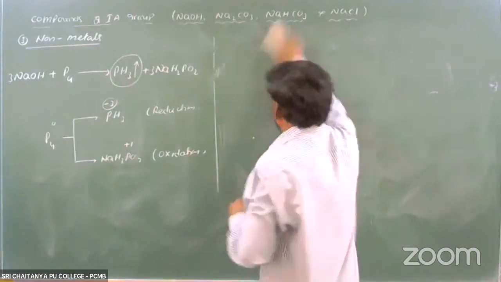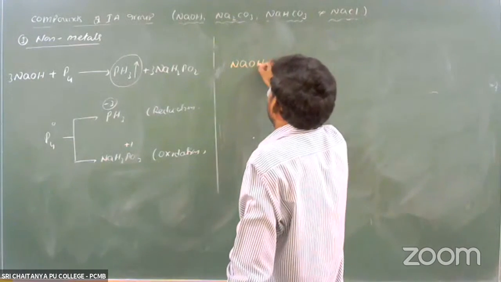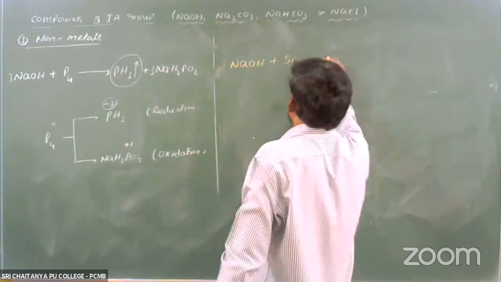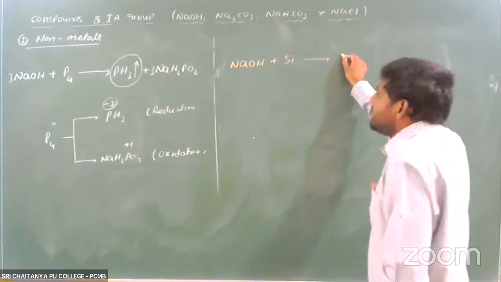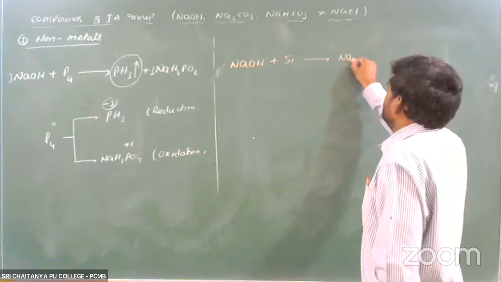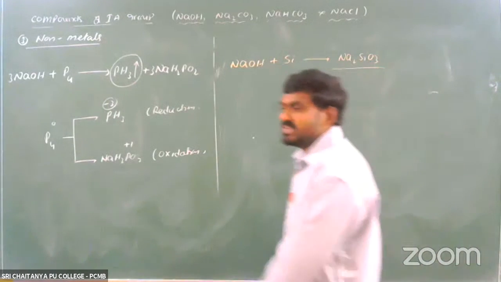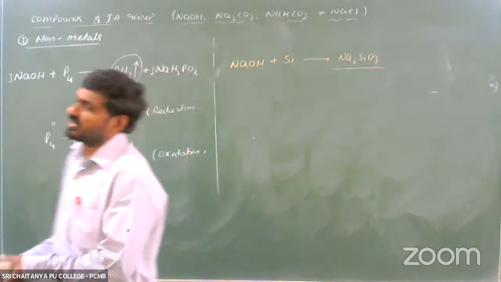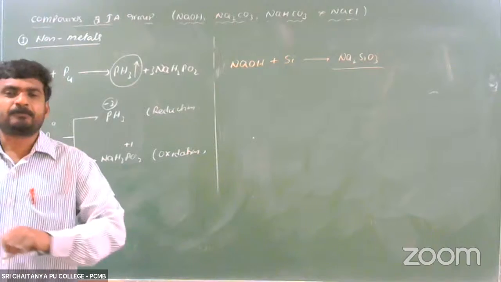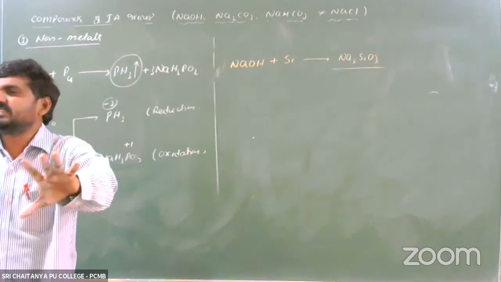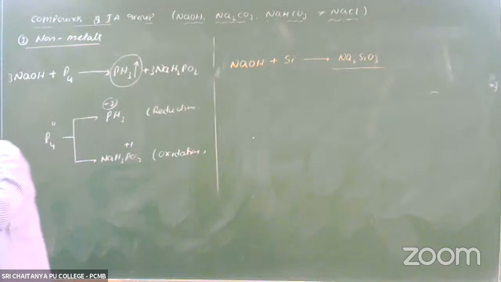The next one is with silicon. Sodium hydroxide reacts with silicon, and sodium silicate, Na2SiO3, is formed. So these are the reactions with acids, reactions with metals, reactions with non-metals, with fluorine, with chlorine, with phosphorus, and the last element is silicon.